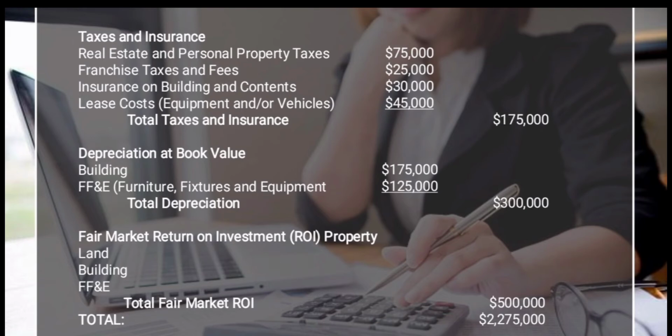$300,000. For the fair market return on investment, or ROI, property, we have the land, building, furniture and fixture, and equipment. We have the total fair market ROI for those properties at $500,000.